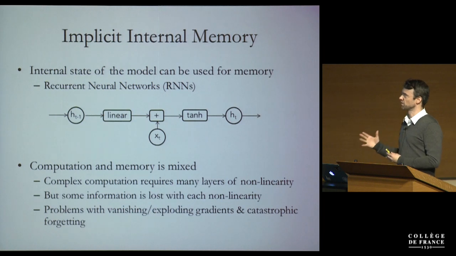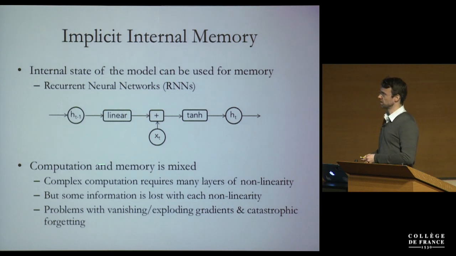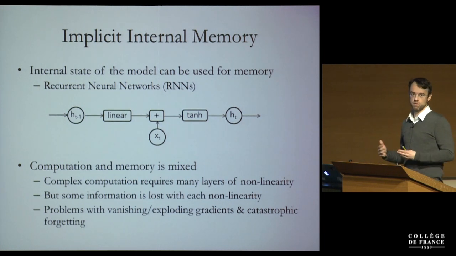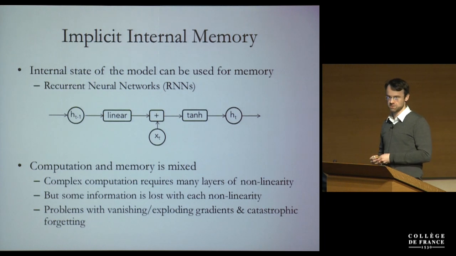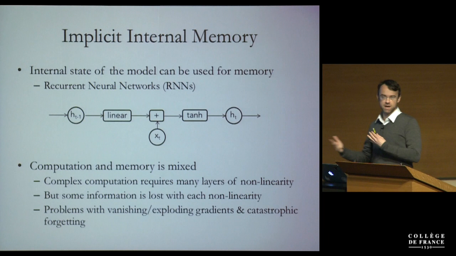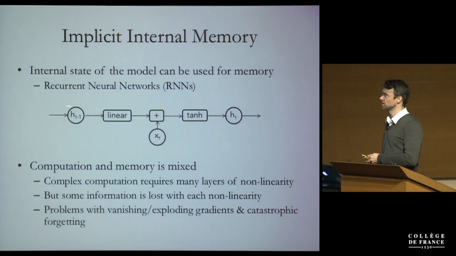Now, the catch is that the only thing this model really has to carry that information is the hidden state. So it's mixing both the computation and memory within that hidden state vector. And the problem is that if the output from the RNN has to do some sort of quite complicated computation, that's going to require many layers of nonlinearity. And those nonlinearities may affect the information that you have in that hidden state. They might attenuate it over time, so the information over time will get lost.